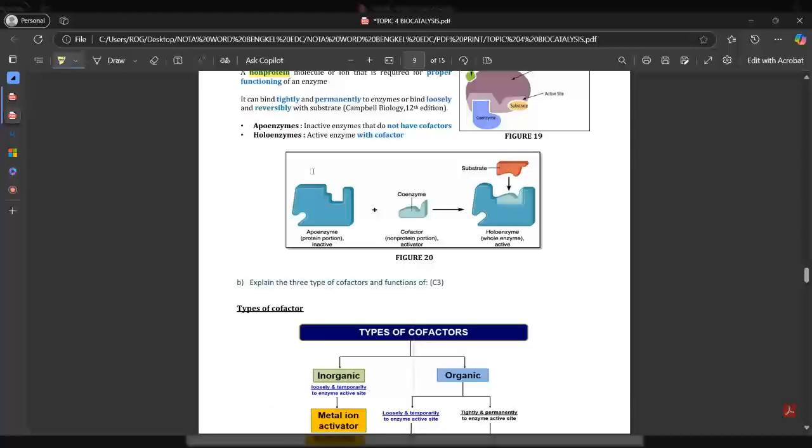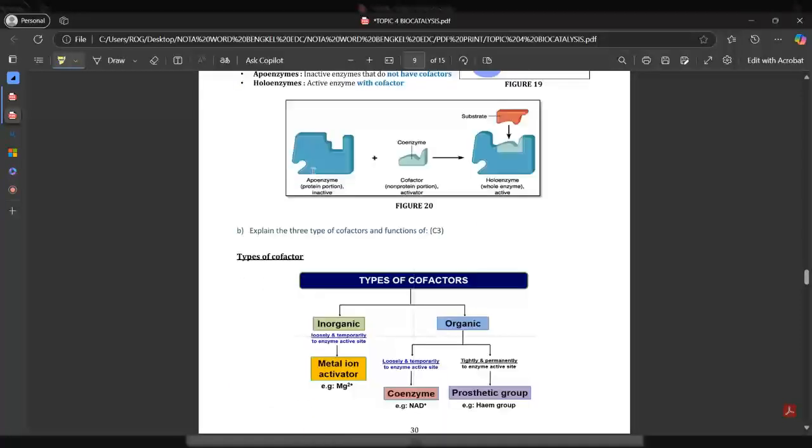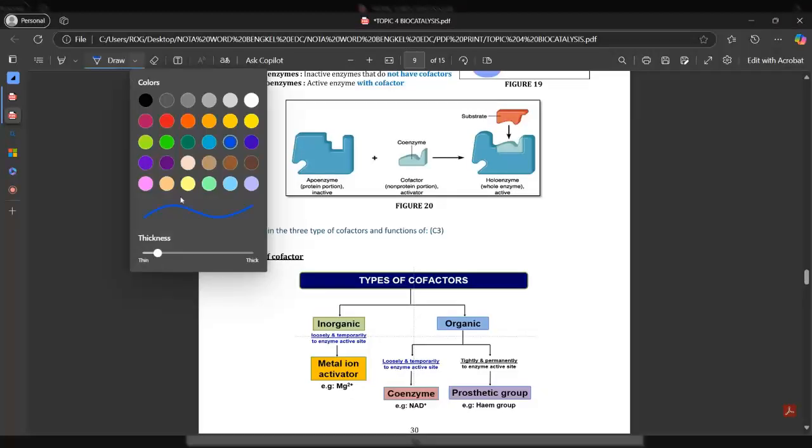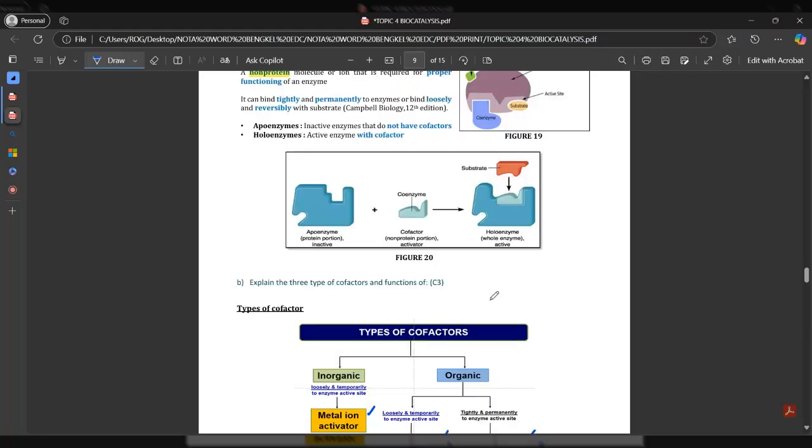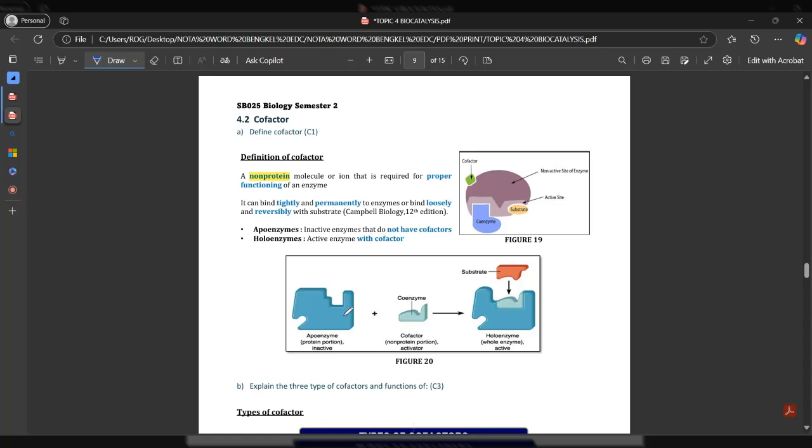So how many cofactors do we have? We actually have three types of cofactors that we learn: the metal ion activator, the coenzyme, as well as the prosthetic group. So there are three types. The metal ion activator is definitely inorganic, and for the other two, coenzyme and prosthetic group, most of the time it is an organic compound, but there are also some cases where there is an inorganic compound in the prosthetic group. When the enzyme is linked together with the coenzyme, it is called the holoenzyme.